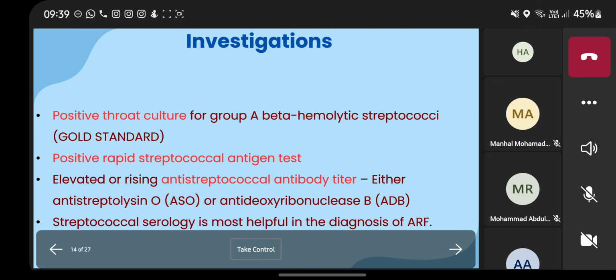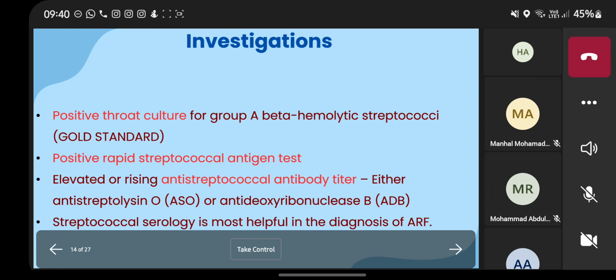For the investigation, we have the throat culture, and it's the gold standard in this case. We will take a swab from the throat itself and culture it and see what organism will grow on our plate and which antibiotics would work in this case. We have also a positive rapid streptococcal antigen test. We can do it on site or in the lab, and it will give us a positive result quickly.